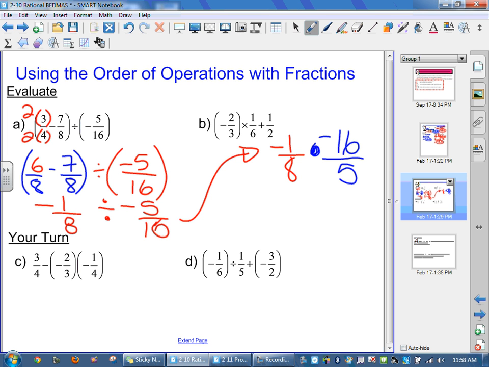Is my answer going to be positive or negative? It's going to be positive. Good. Now multiply your tops, multiply your bottoms. So I'm going to get 16 over 40. And what do you know about both of those numbers?